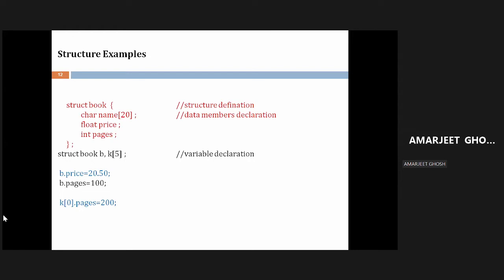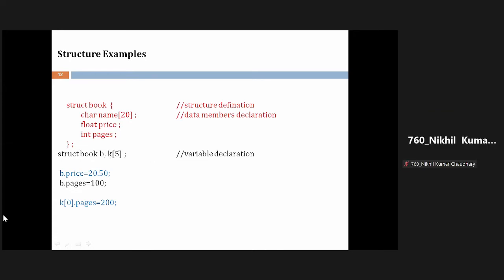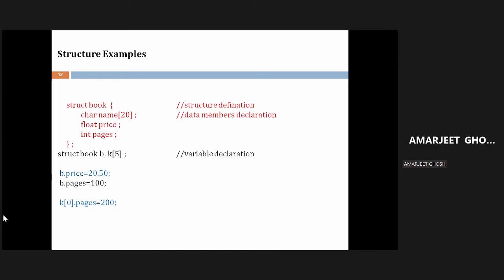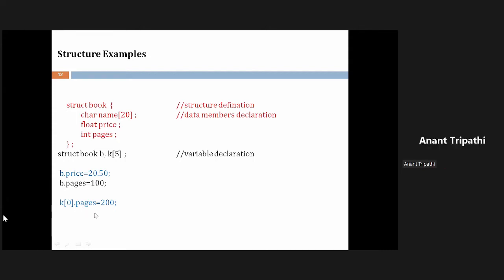I'm coming to the name. Now here K of 5. K of 5 has how many structure variables, 1 or 5? Five. The structure variables K of 0, K of 1 up to K of 4. And each structure variable's data member can be accessed by K of 0 dot pages, K of 0 dot price, like this. Understood it? Yes, sir.